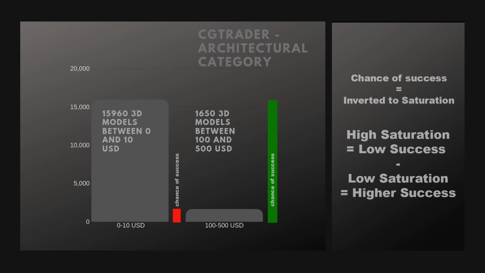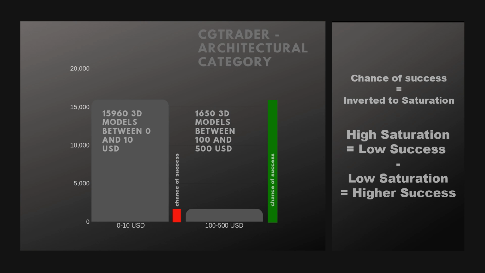So as you can see, for the models ranging between $0 and $10, there are in excess of 15,000 of them. In fact, there's basically 16,000 models in this category. Now, with a high saturation level like that, you are most likely to find a diminished chance of success or a very low chance of success. Your chance of success is directly inverted to your saturation level.